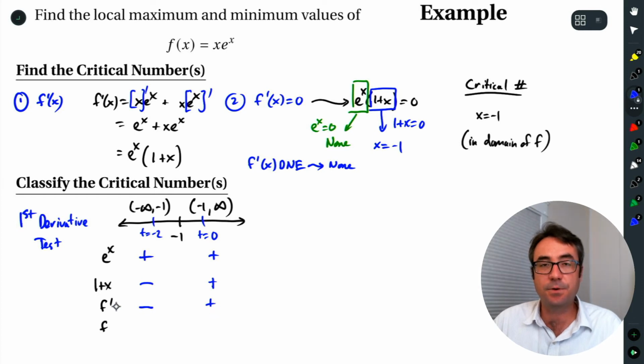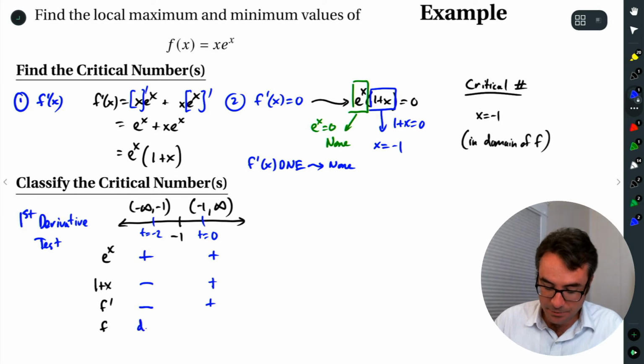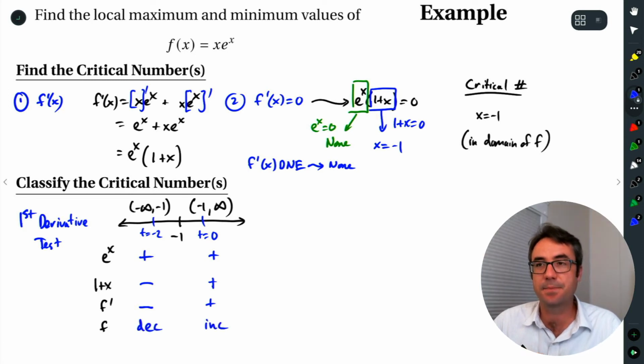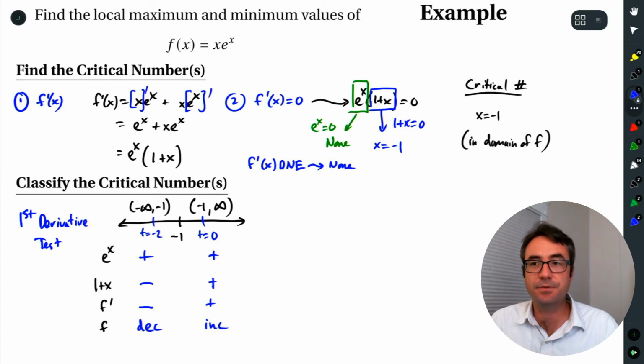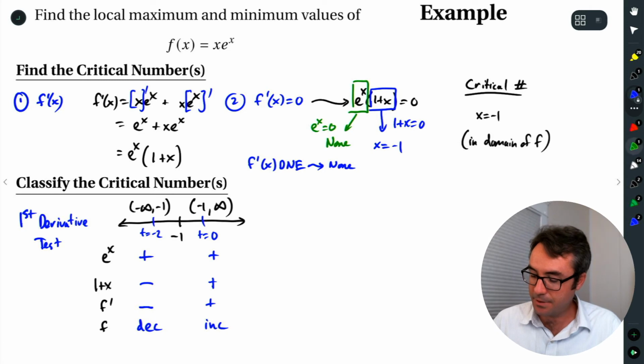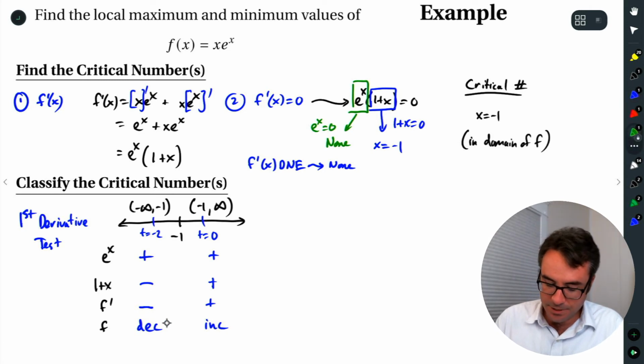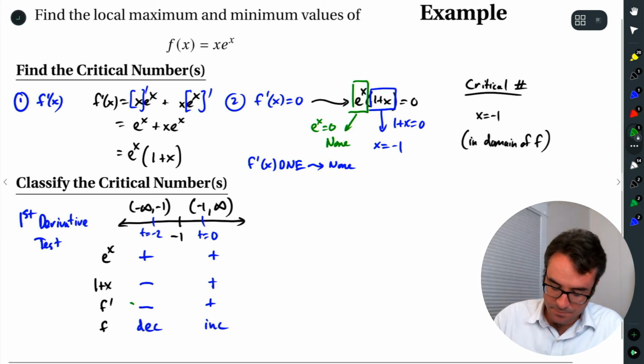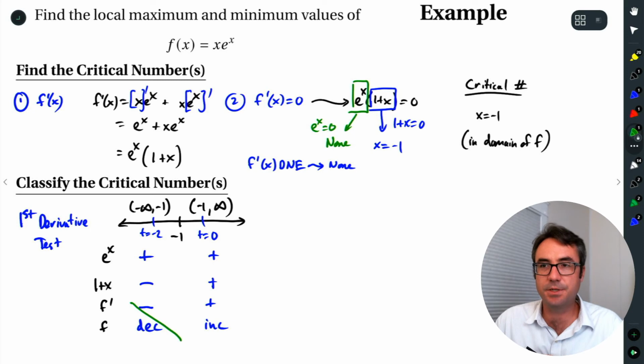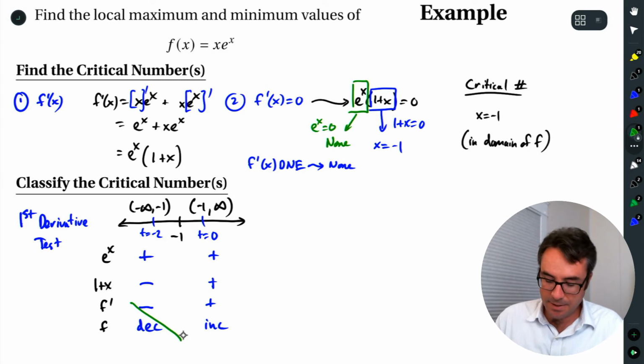And so what that means for our original function f is we're decreasing on this side, and then we're increasing on this side. And so if we were going to do the first derivative test, well, draw in what you think the function might look like. Really rough sketch. So if we're decreasing, try not to cover things up too much. We're decreasing, we'd look something like that. And then it's going to kind of round out.